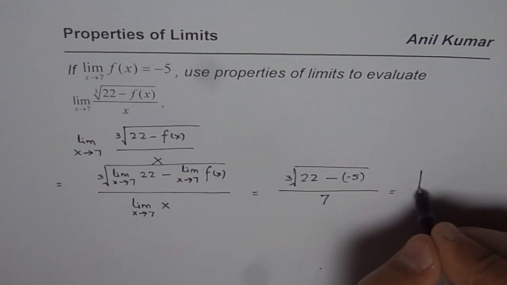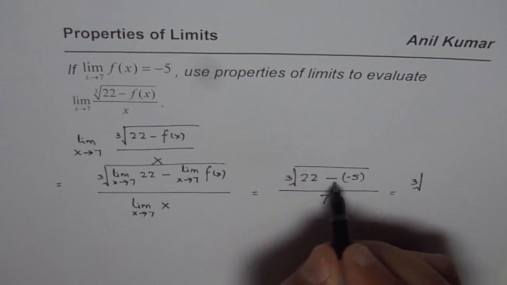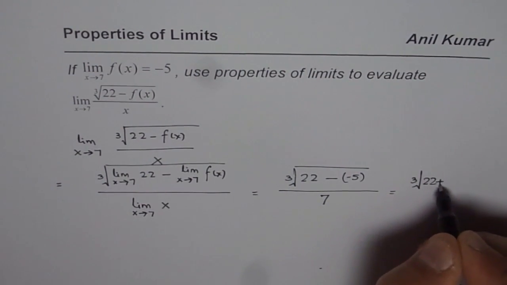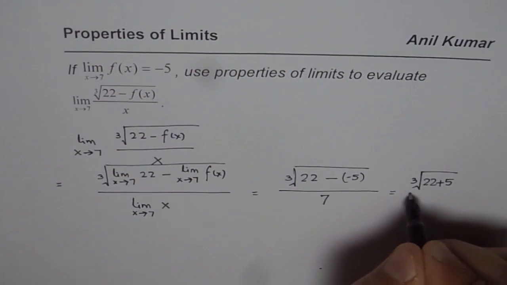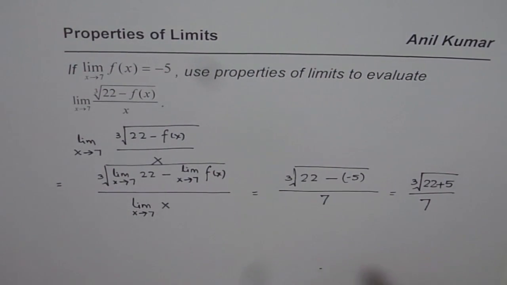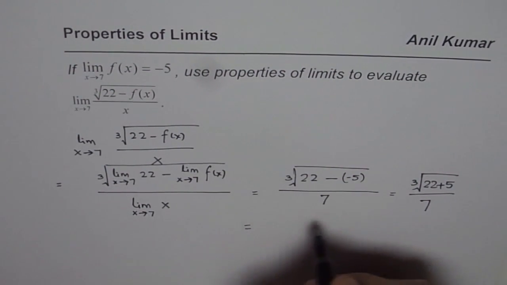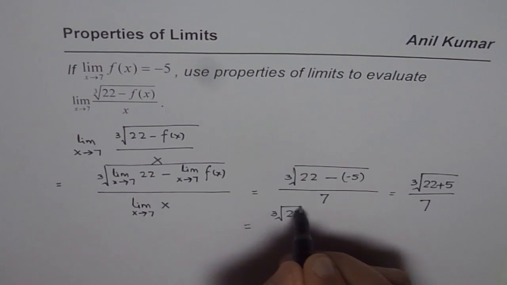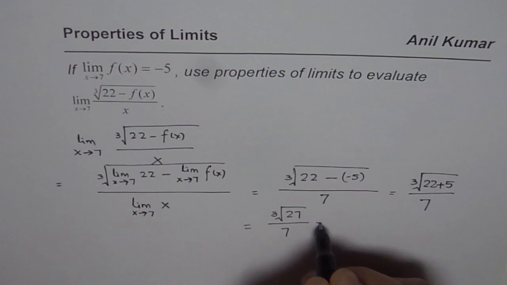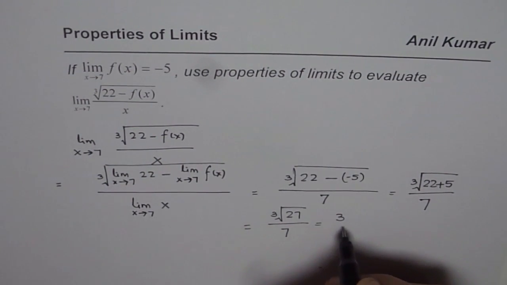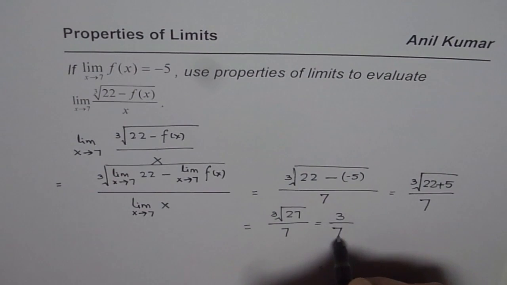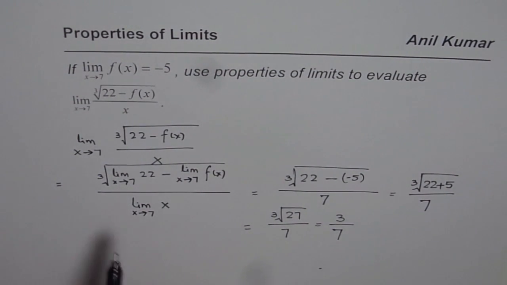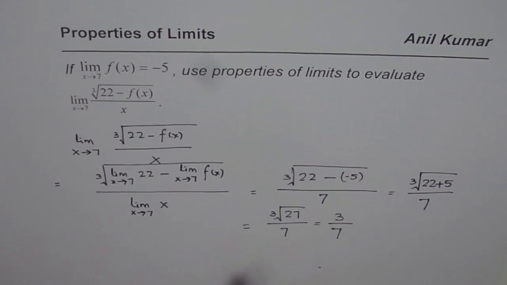Now the numerator is cube root of 22 plus 5, right? So we have 22 plus 5 divided by 7. Now this can be written as cube root of 27, since 22 plus 5 is 27, divided by 7. Cube root of 27 is 3. So we get 3 divided by 7 as our answer. And therefore, the limit of the given expression is 3 over 7.